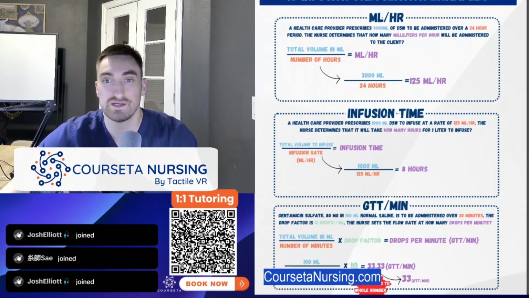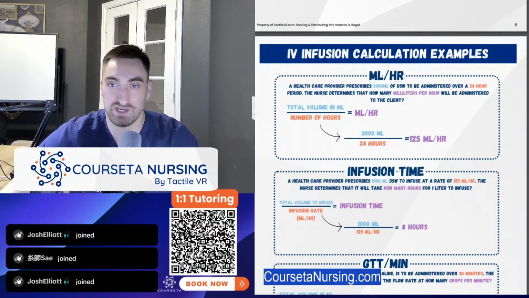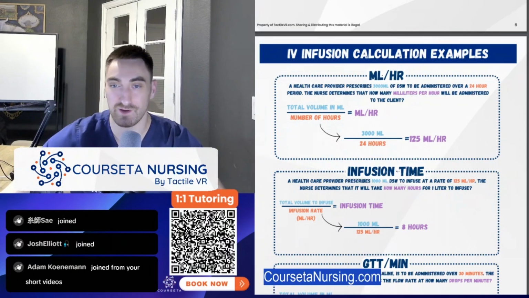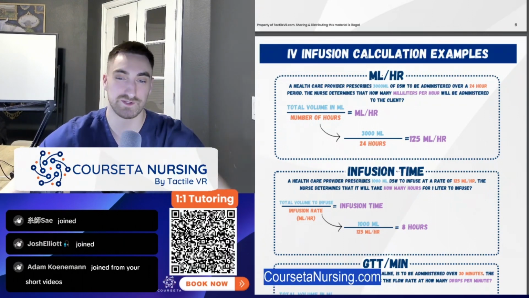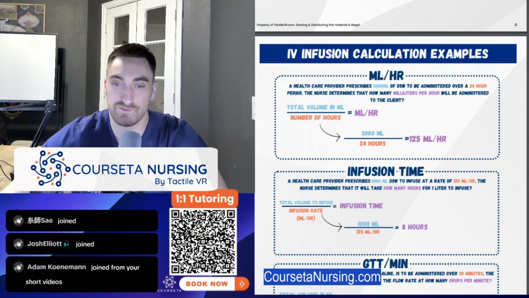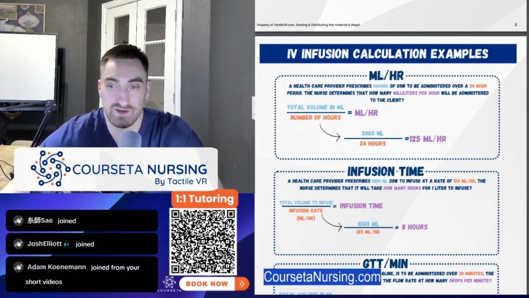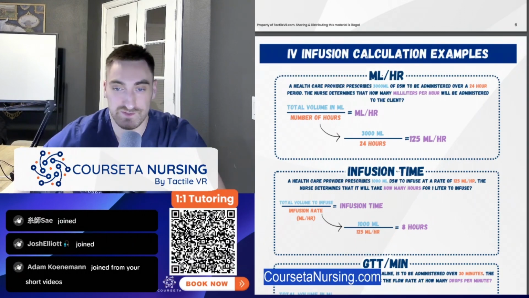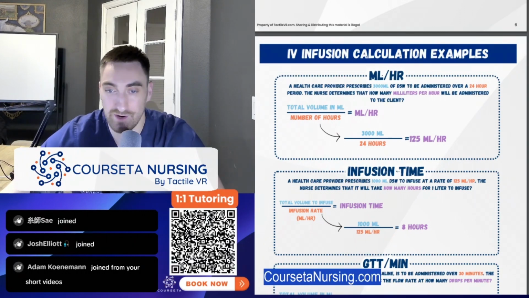All right, so that is your IV infusion calculation examples. Once again, you're going to see lots and lots of these. mLs per hour is pretty straightforward, cut and dry. You're going to get your volume in mLs and your number of hours. You just divide them, and you get your mLs per hour. Infusion time is also pretty cut and dry. You take the total volume to infuse and divide it by the mLs per hour, since they're most likely going to ask how many hours it would take. So you just divide those two again, and you get 8 hours.